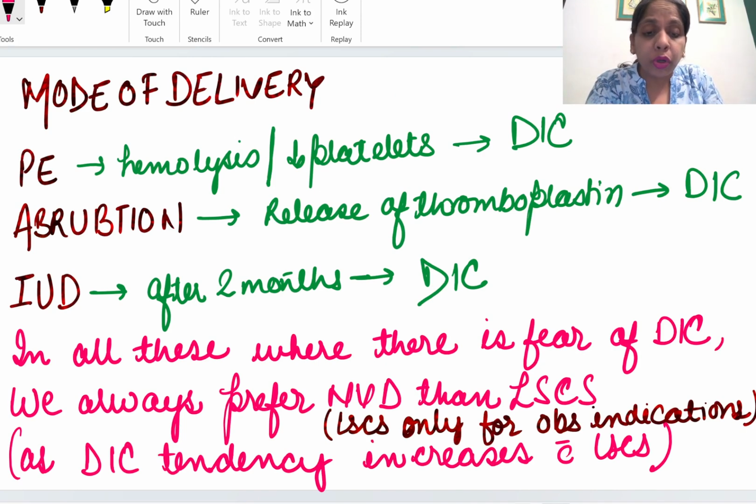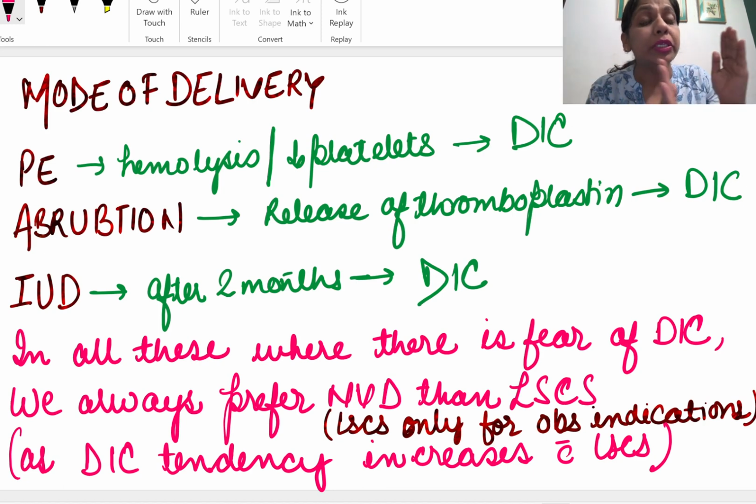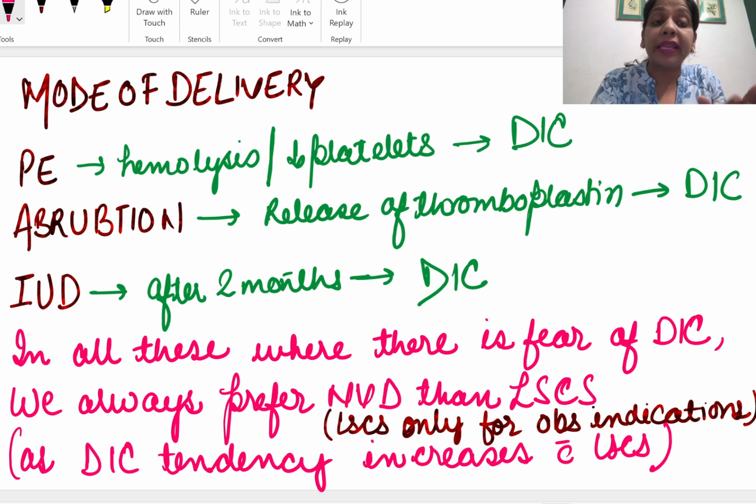Now on the mode of delivery, there are a lot of confusions. Please listen carefully. In preeclampsia, there is hemolysis. Platelet counts decrease. There is hemolysis. Chances of this patient going into DIC are very high. That is why we terminate.